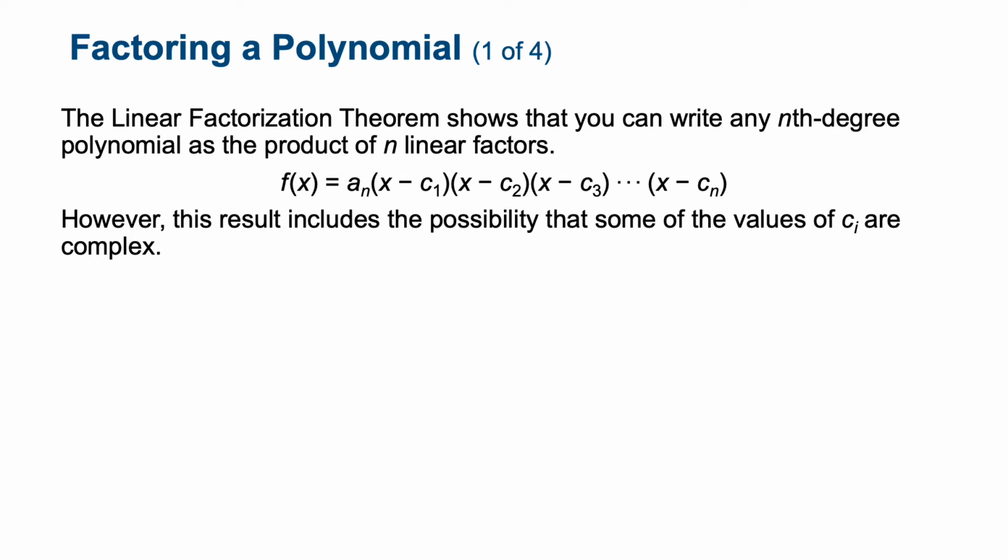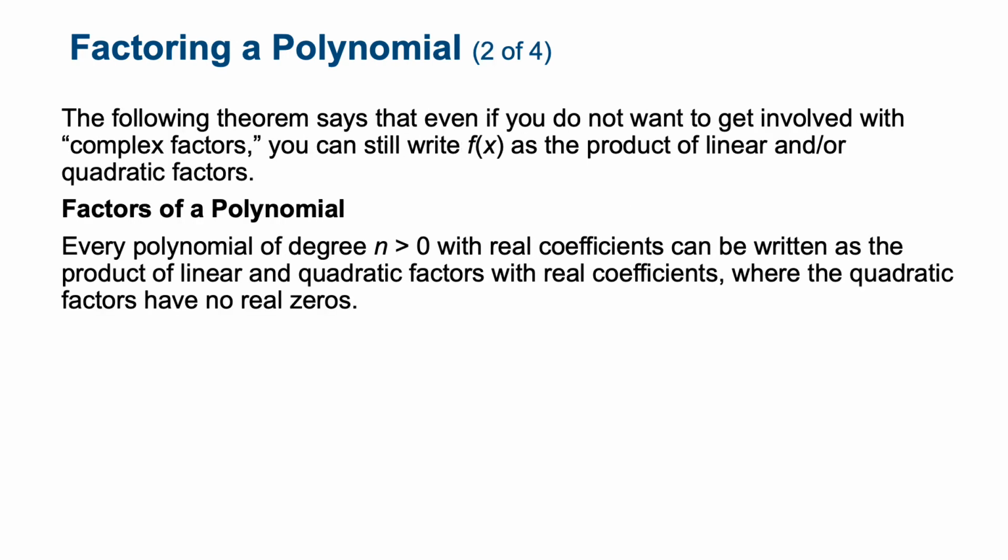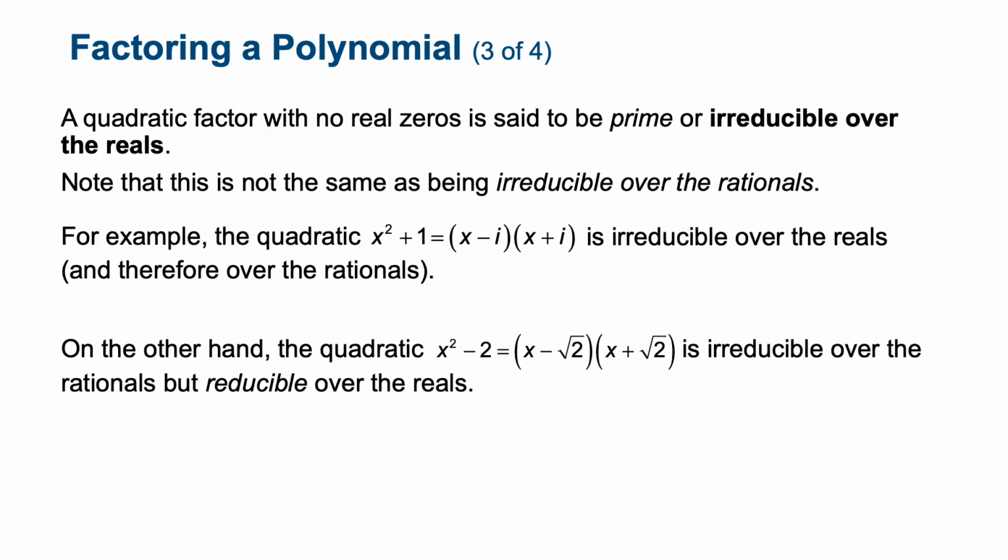So if we think of it this way, we need to consider the possibility that some of them are going to be complex or imaginary, right? Okay, so if you do not want to get involved with complex factors, we can still write f of x as the product of linear and/or quadratic factors. So every polynomial with positive degree n and real coefficients can be written as the product of linear and quadratic factors with real coefficients, where the quadratic factors have no real zeros. They can have imaginary ones, and they do, but no real ones.